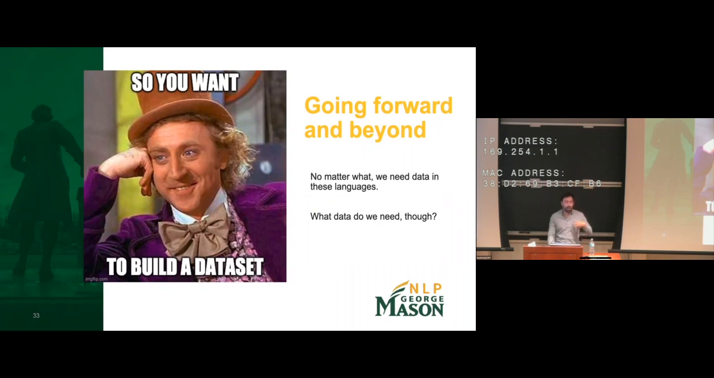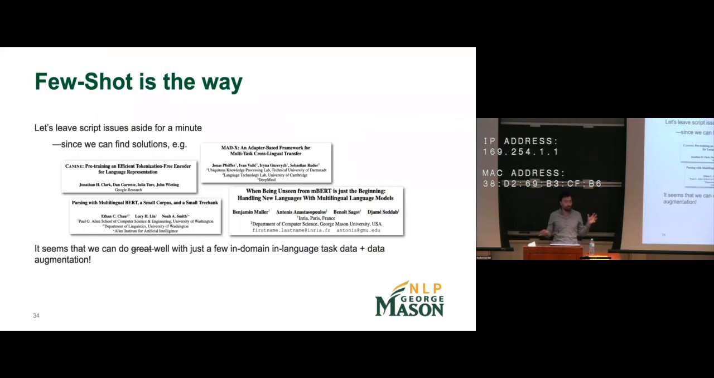I personally believe that few shot is the way for all of these languages. We're never going to have a ton of data for all of these languages. And there are ways that we can deal with the vocabulary mismatch issue. There are methods like CANINE from Google or ways to modify mBERT's vocabulary so that you can better handle those languages. But I do believe that we can do just as well for all these languages with a little bit of data.